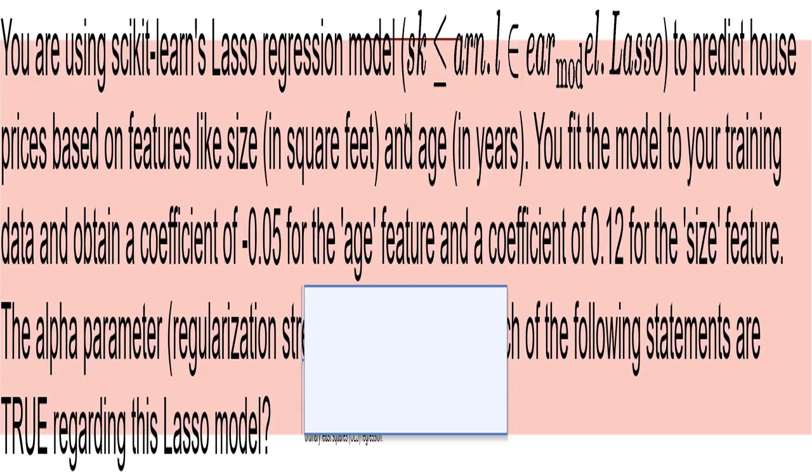I'm using a specific tool, scikit-learn's lasso regression, to figure out house prices. I found that the age of a house decreases its price, and the size increases its price. The alpha value, which controls how strongly the model punishes large numbers, is set to 1.0.